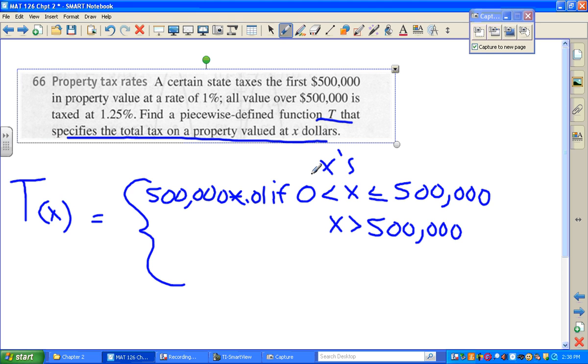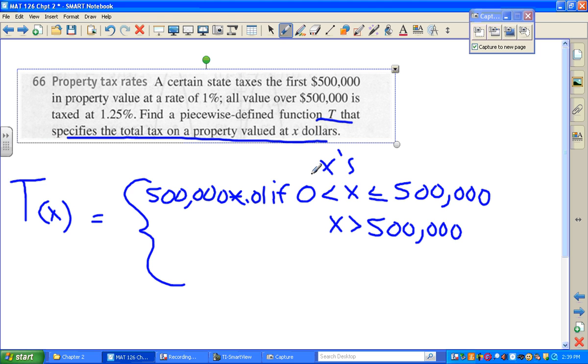What about this one? Do you think at $600,000 you're taxed at a rate of 1.25%? Anything over 500,000 is taxed at a rate of 1.25%. So at 600,000, how much is taxed at 1.25%? $100,000. Anything over is taxed at a different rate.